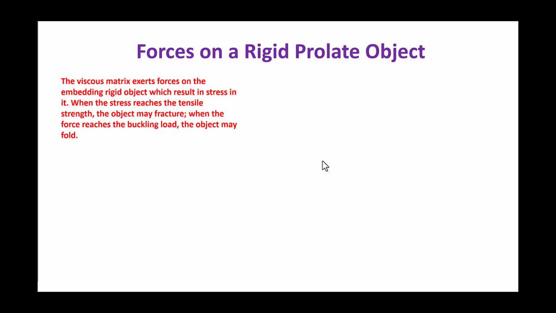I'm now going to move on to forces on a rigid prolate object. The viscous matrix exerts forces on the embedding rigid object, and that results in stress in the object.